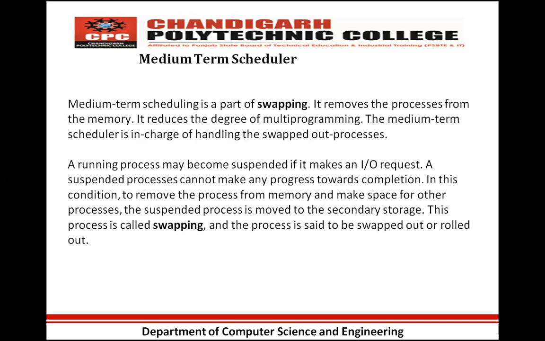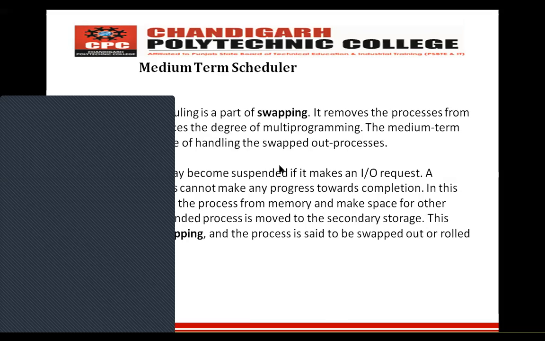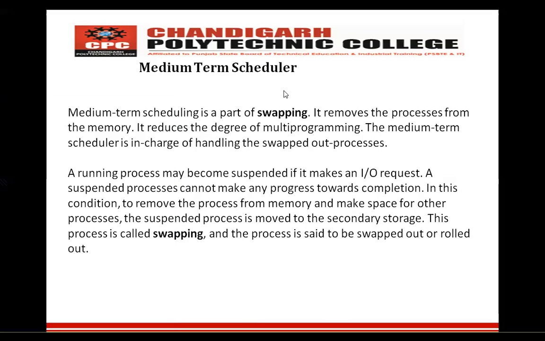So these are the three schedulers. First is the long-term scheduler, second is the short-term scheduler, and third is the medium-term scheduler. They perform the task of scheduling in various queues, like from the job queue to the ready queue, from the ready queue to the CPU, and then from main memory to secondary memory. All this is done with the help of the scheduler.